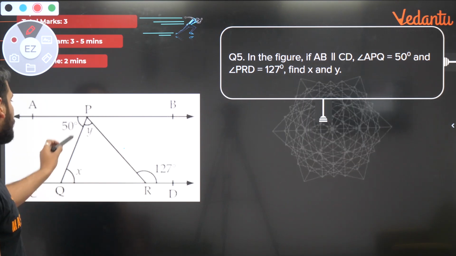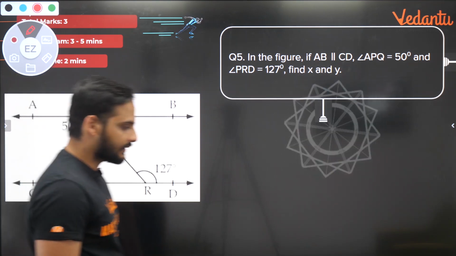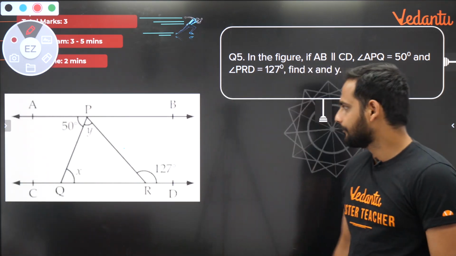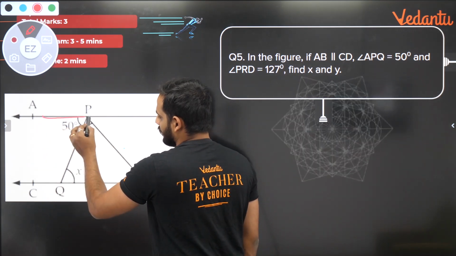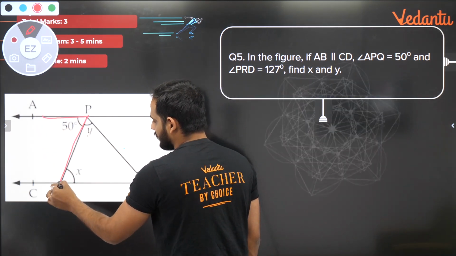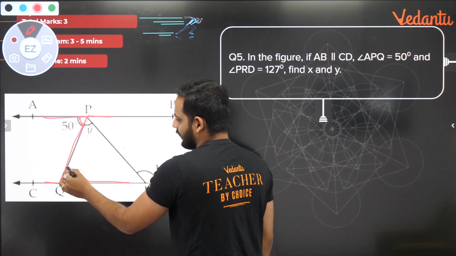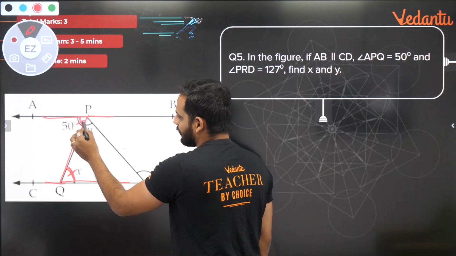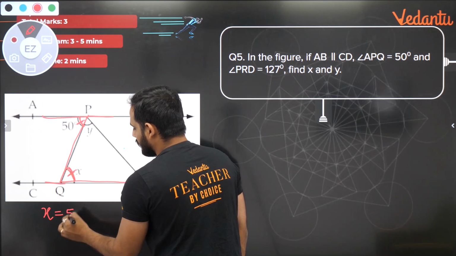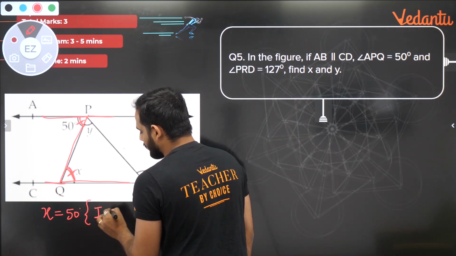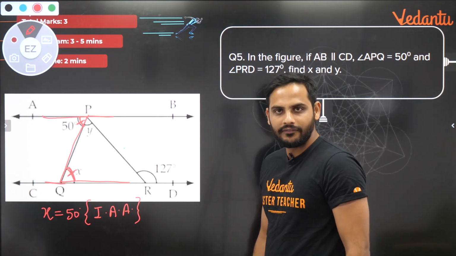So we need to find out the value of this X and the value of this Y. Correct? Now, first thing I know that, sir, since AB and CD are parallel, PQ acts as a transversal line. So I can clearly say that this and these two should be equal because they are a pair of interior alternate angles. So I can say X will be equal to 50 degrees. Why I can say that? Because of interior alternate angles. I have got the value of X.